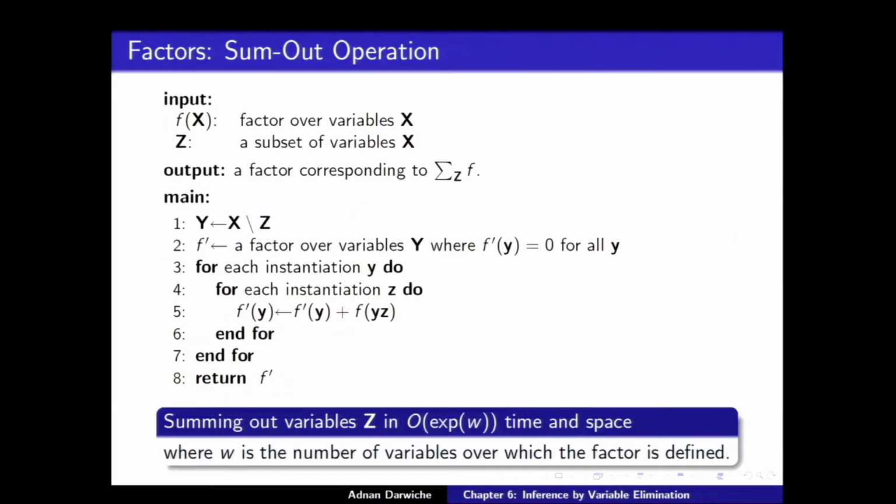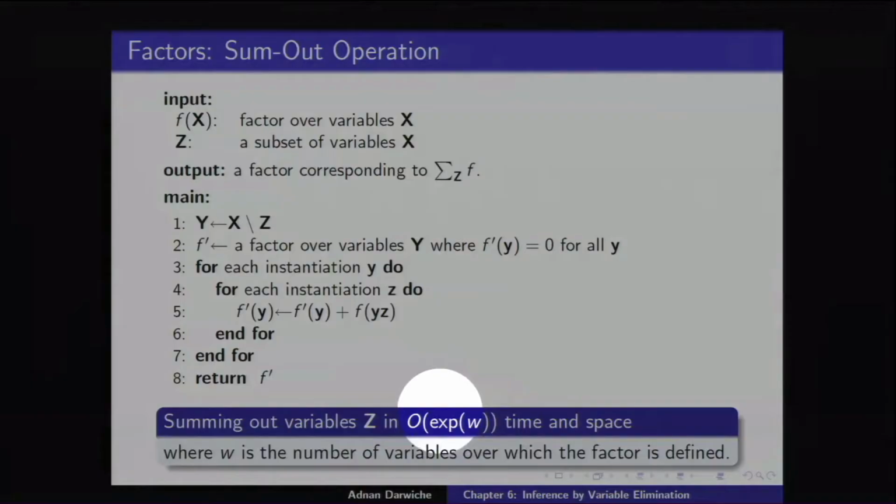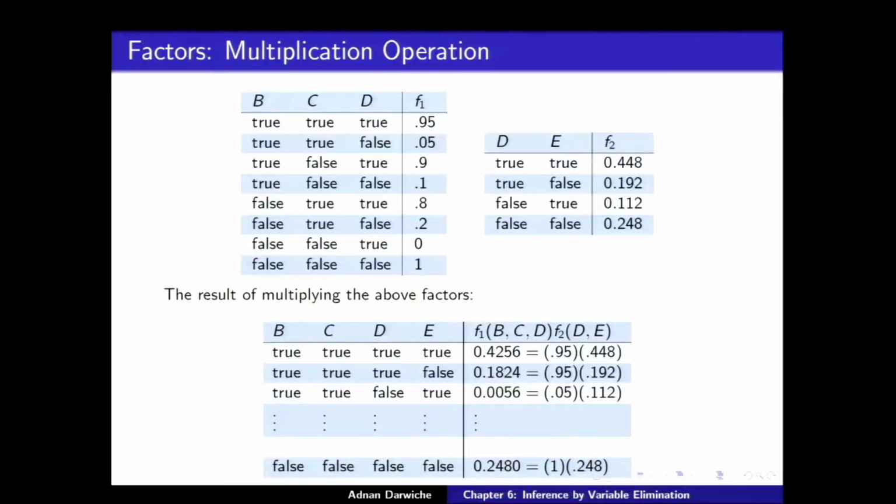All right, so there is pseudocode in your text for implementing the sum out operation from a factor. It's straightforward, but the one observation I want to make here, because we're going to recall this when we talk about complexity later: if you have a factor that has w variables in it, then summing out any variables from it can be done linear in the size of the factor. But the size of the factor is exponential in the number of variables.